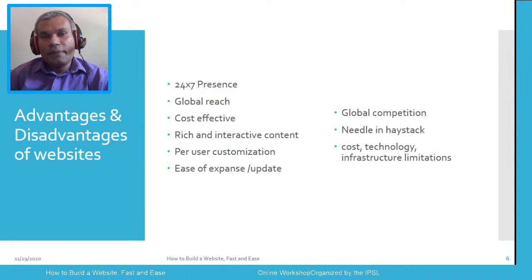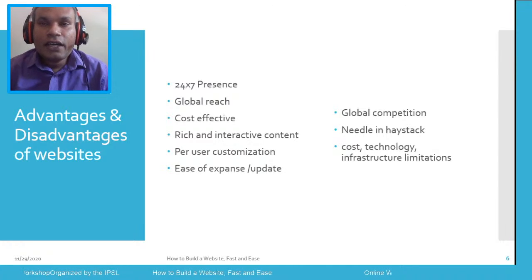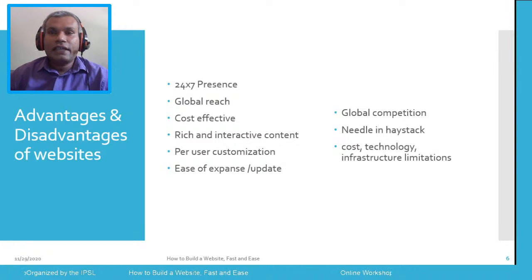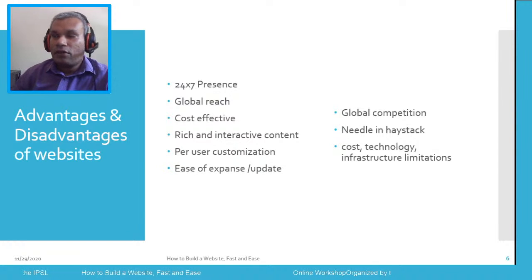And you can make a website customizable. That means depending on each person, your website can present different content. That's part of the dynamic website. But in standard media like printed media, everyone gets the same treatment. And it is very easy to expand or improve your website. But with these things, you have certain disadvantages as well. The main disadvantage is that you have global competition.